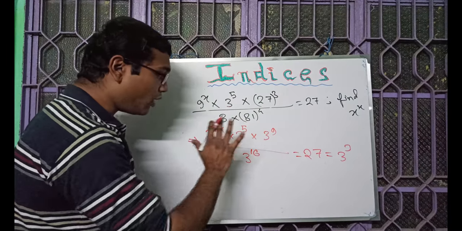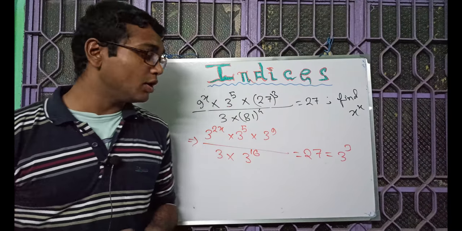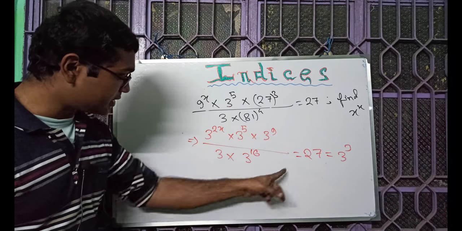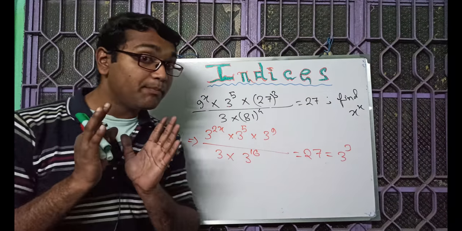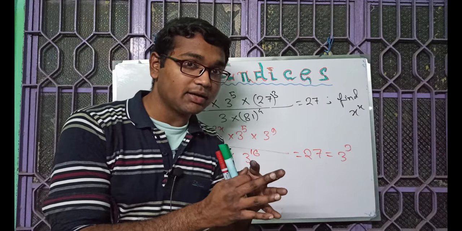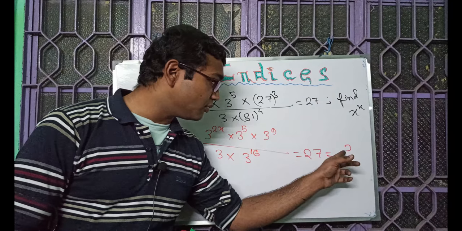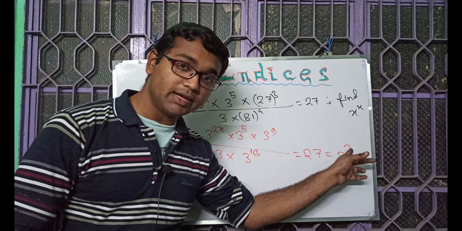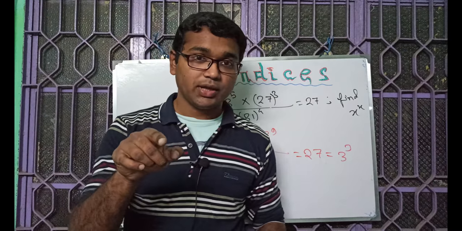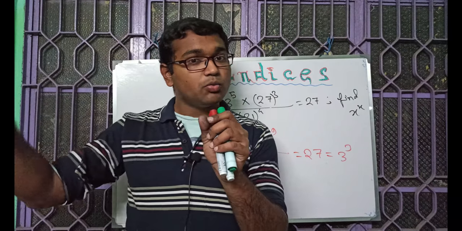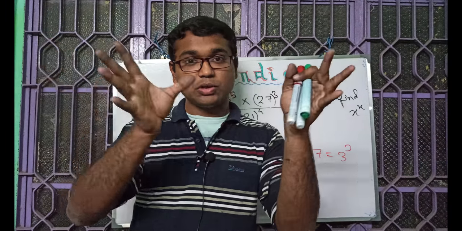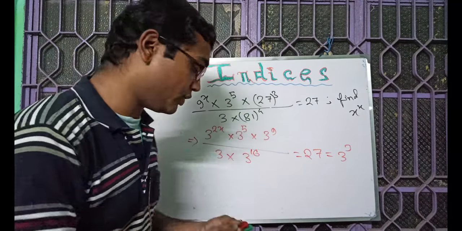Okay? Now, what is our main aim here? We have to find this entire expression as a power of 3, and whatever power of 3 we get there, we shall equate that with the power on this side. Why? Because 3 to the power 3, whatever the other quantity on the other side, 3 to the power whatever it is, those will be equal. Okay, let me show you here.